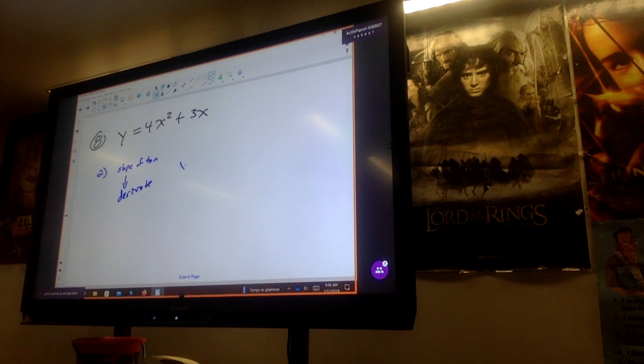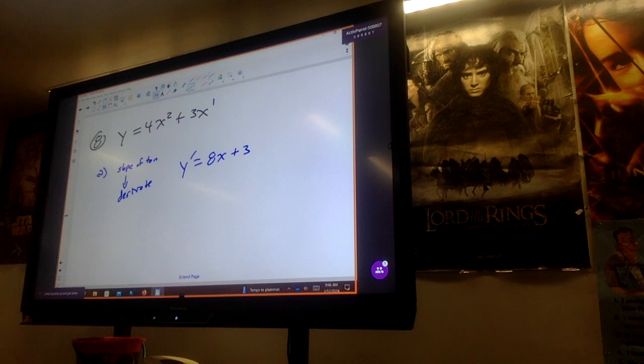Okay, so y prime equals 8x to the first. Agree? Derivative of 3x is just 3, because that's to the first. So I get 3, and then x to the 0. X to the 0 is just 1. All right, so this is my derivative.